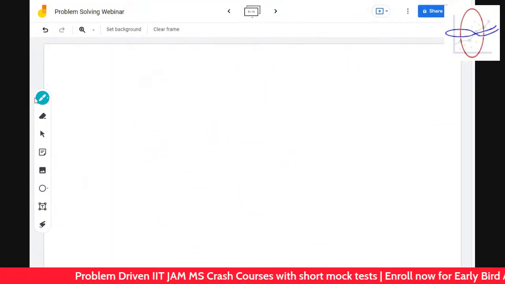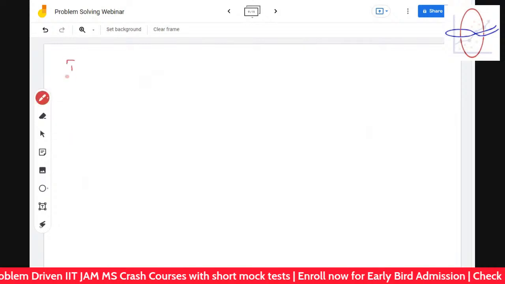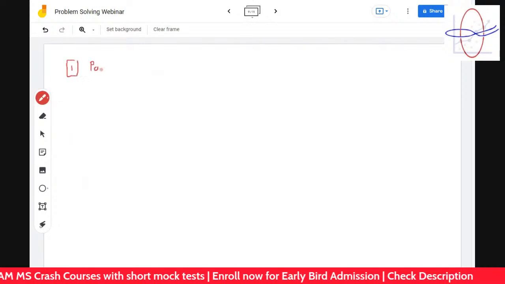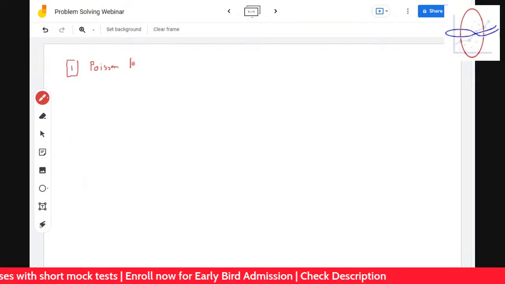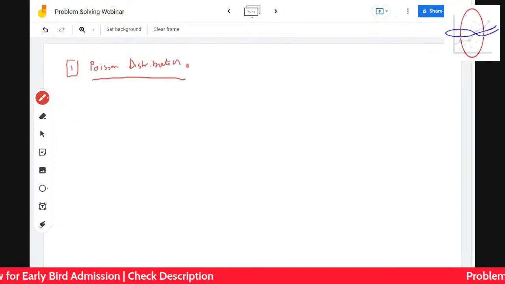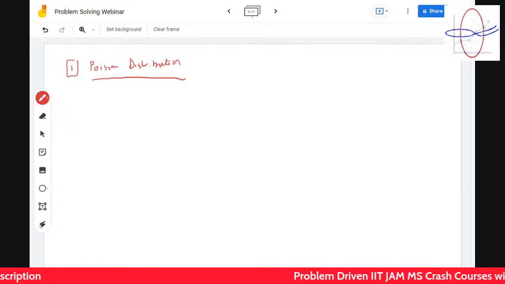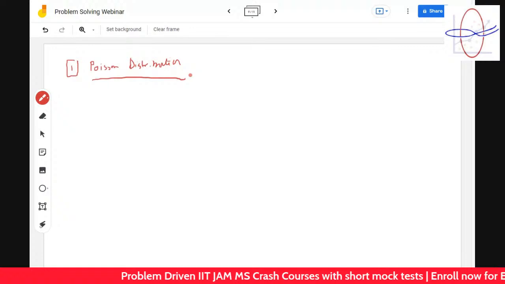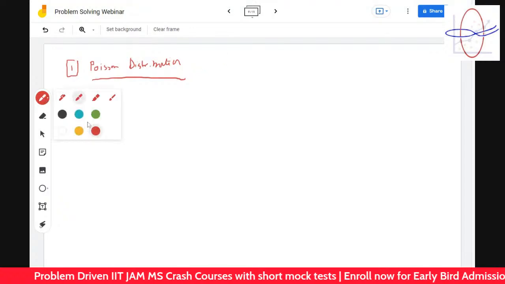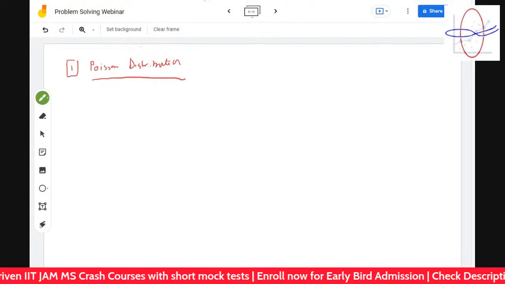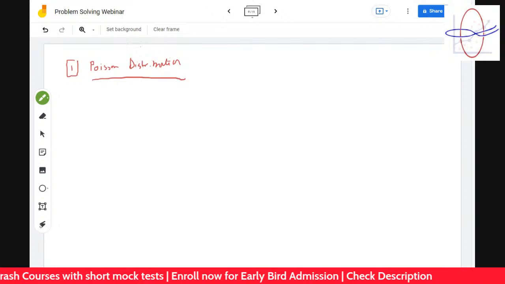So let's give an example of a Poisson distribution. I did this in my previous classes. The reason I'm asking for an example is that it will help you visualize the theory. So give a real life example of a Poisson distribution. I discussed that in class.